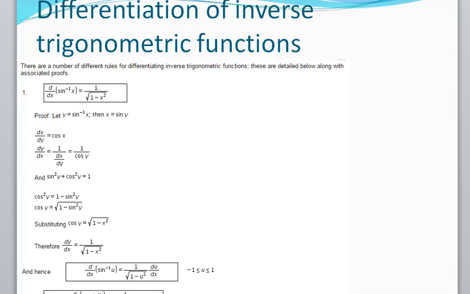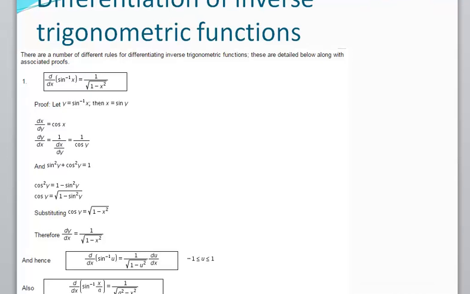Differentiation of inverse trigonometric functions. So there's a number of different rules for differentiating inverse trigonometric functions. We're going to detail these below with the associated proofs. The differential of our inverse sine of x becomes 1 over the square root of 1 minus x squared.